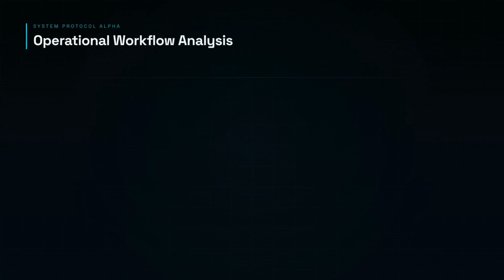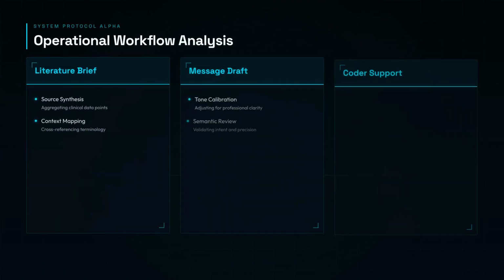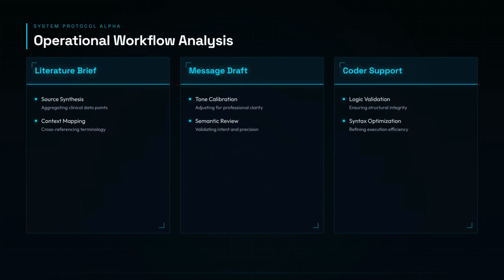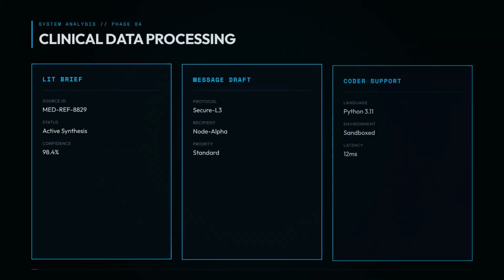Consider 3 tasks that are often lumped together as asking AI for help. They should not share the same architecture by default. A regenerative medicine literature brief, a patient message draft, and billing coder support. Task 1 is the literature brief.